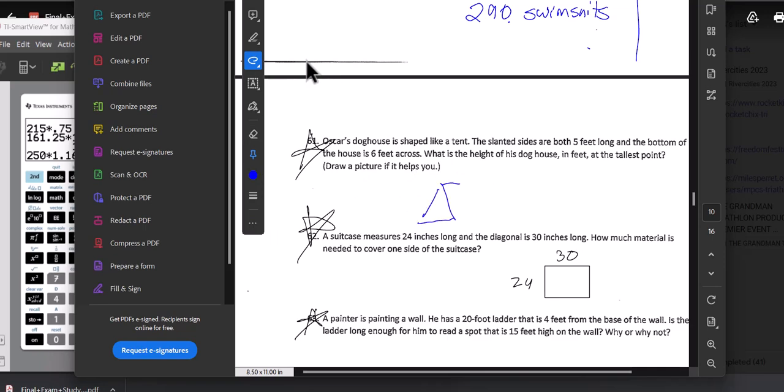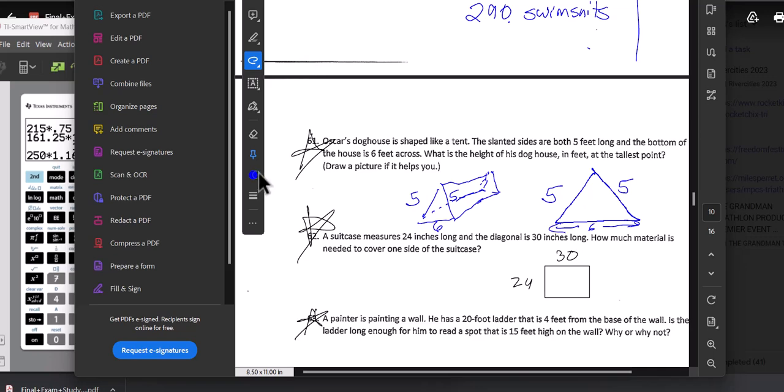So here's my opening to my tent, and then it goes back, and the bottom of the tent. That's the inside of the tent like that. The slanted sides are both 5 feet long, and the bottom of the house is 6 feet across. What is the height of his doghouse in feet at the tallest point? So what we're looking at, if I just look at the front here, I see that's 5, and this is 6 going across here.